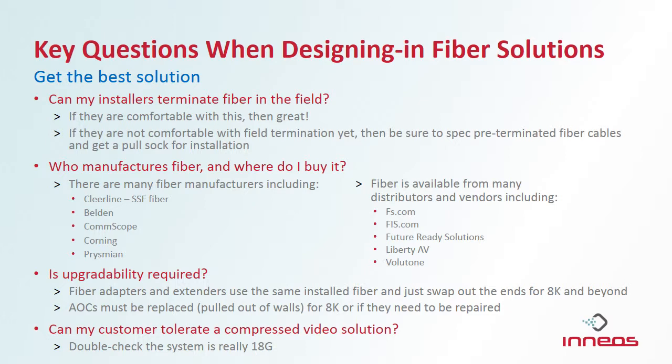What type of manufacturers and where do I buy fiber? We highly recommend Clearline fiber because they're stronger, safer, faster. Fiber really is fast and easy to use in the field. But there are other manufacturers of fiber out there, and you can get fiber from Clearline, from many different distributors, or even direct sources online for fiber cables, both bulk cable and pre-terminated fiber.